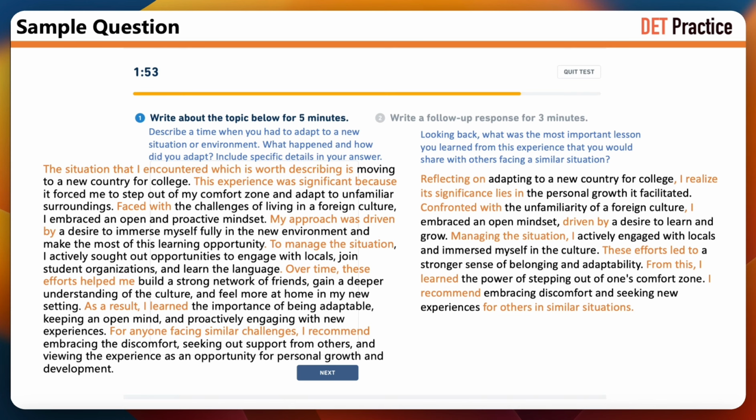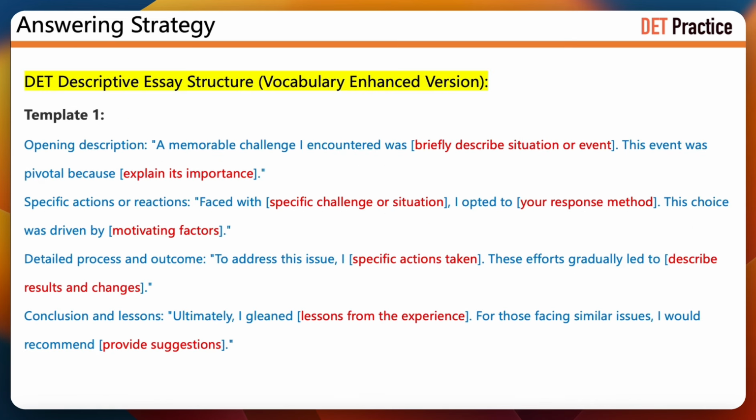Similarly, we provide an enhanced vocabulary version of the templates for you to use. Let's start with the first upgraded vocabulary template. This enhanced version of Template 1 for the DT descriptive essay structure focuses on elevating the vocabulary and phrasing to demonstrate a higher level of language proficiency. Let's break down the key improvements.